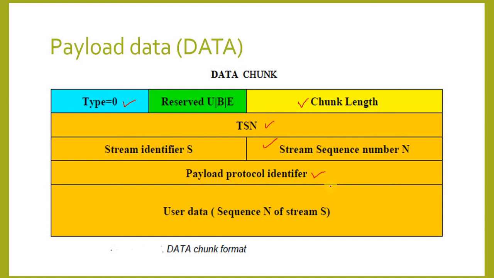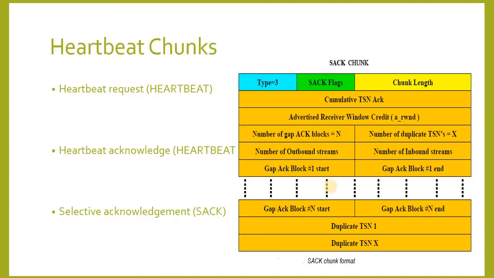Heartbeat request, heartbeat. The heartbeat chunk is used to probe the reachability of a destination transport address, defined in an established association. The heartbeat information field contains the sender's current time and the destination transport address. Heartbeat acknowledge, heartbeat ACK. The heartbeat ACK chunk is used to respond to the heartbeat chunk. It contains the receiving peer's heartbeat information. The heartbeat information field contains the sender's current time and the destination transport address. This was the source IP address of the heartbeat request chunk.